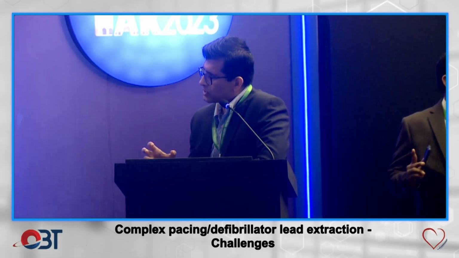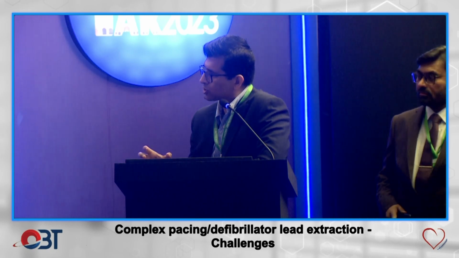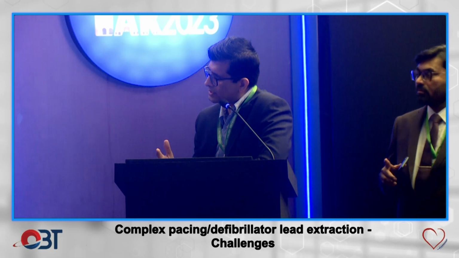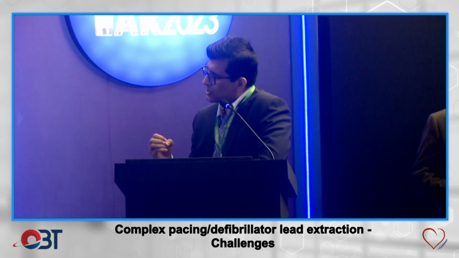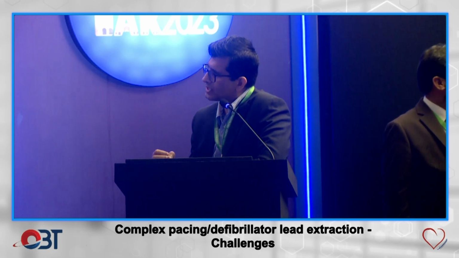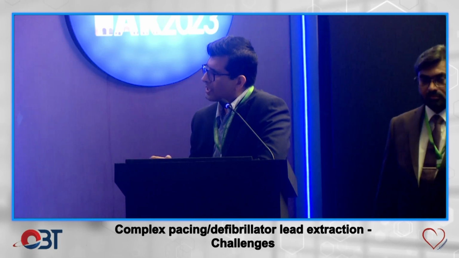But if the size of the vegetation is smaller than the size of the sheath, because the sheath we use comes in two sizes, either 13 French or 16 French, then what we have seen is that we can successfully extract that lead even with vegetations.